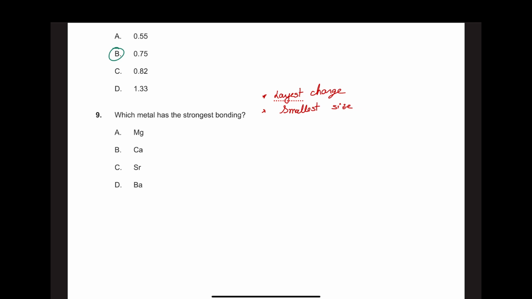You have to look for the smallest size. Now, if you compare between Mg2+, Ca2+, Sr2+, and Ba2+, obviously Mg2+ will have the smallest size, because as you move down a group, your atomic size or ionic size increases, right? Smallest size occurs at Mg2+, so Mg2+ will have the strongest metallic bonding. Yeah, the answer is A.